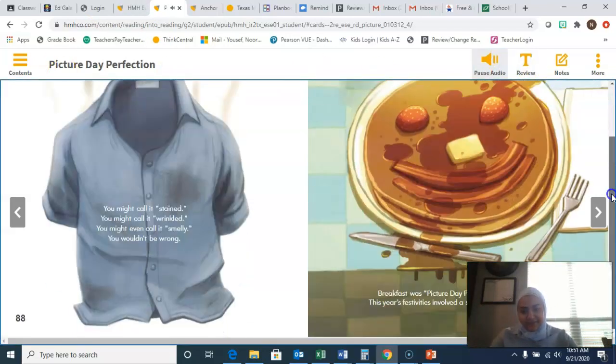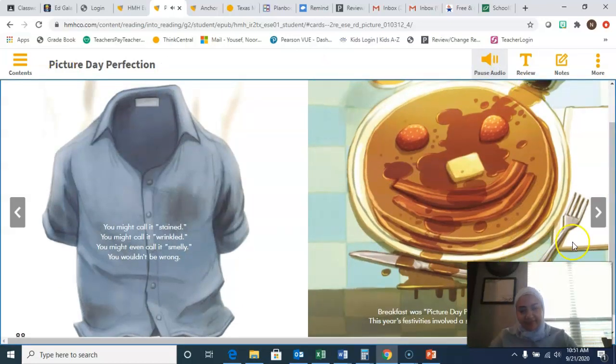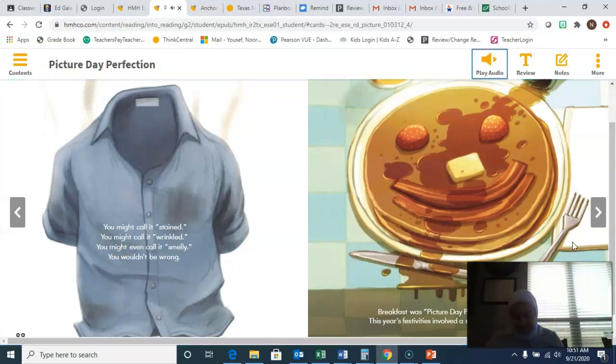Breakfast was picture day pancakes, a family tradition. This year's festivities involved a small syrup disaster.